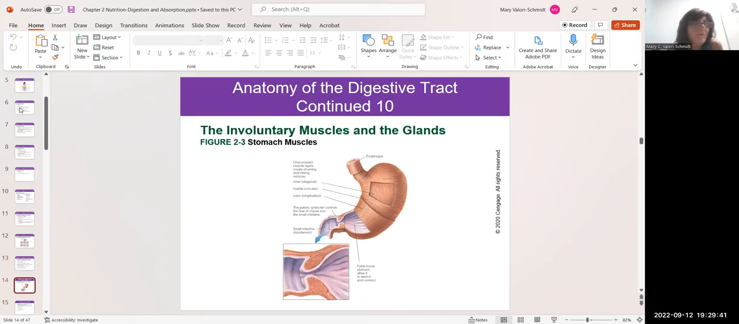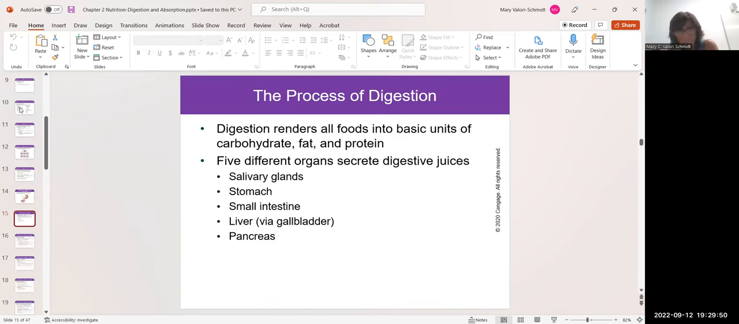Okay. And you don't need to know about the stomach muscles. I mean, they're longitudinal. They're different types of muscles that all kind of work together to help that squeezing action of the stomach. So the process of digestion.